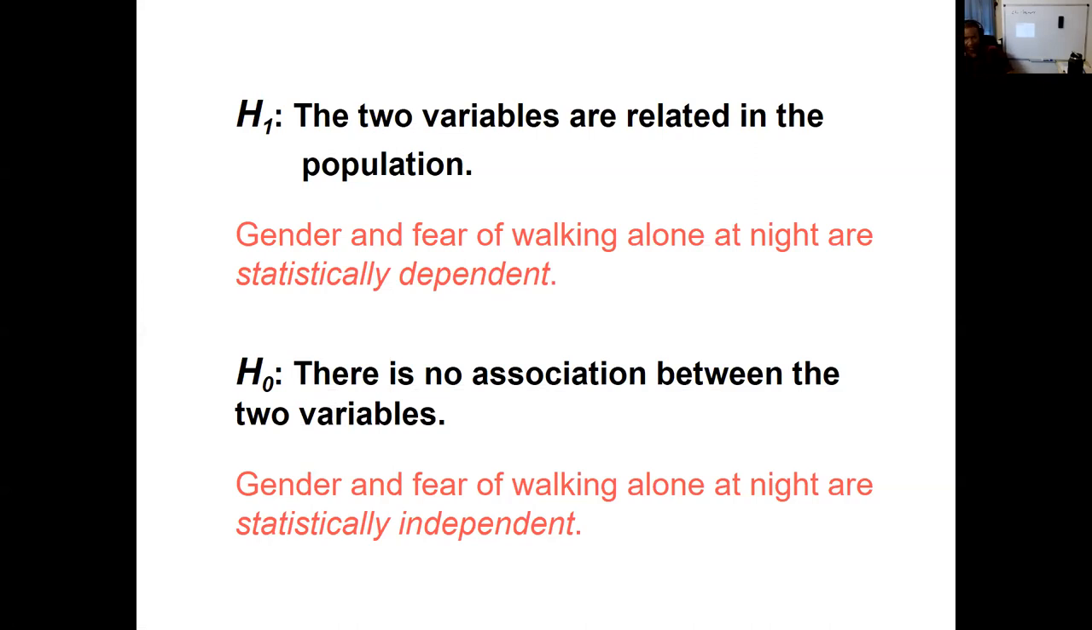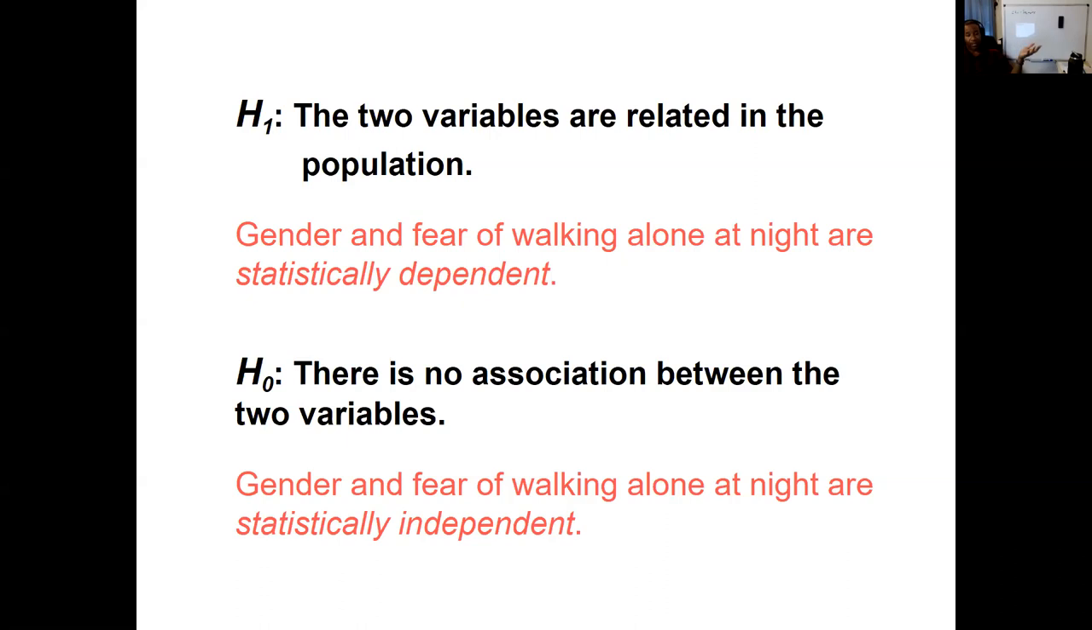I would do H subscript 1, and I would say something like sex and fear are statistically dependent in the population. And I might be more specific in the sense that I would say something like males are more likely to say that they are not afraid to walk alone at night. So I might be specific like that.